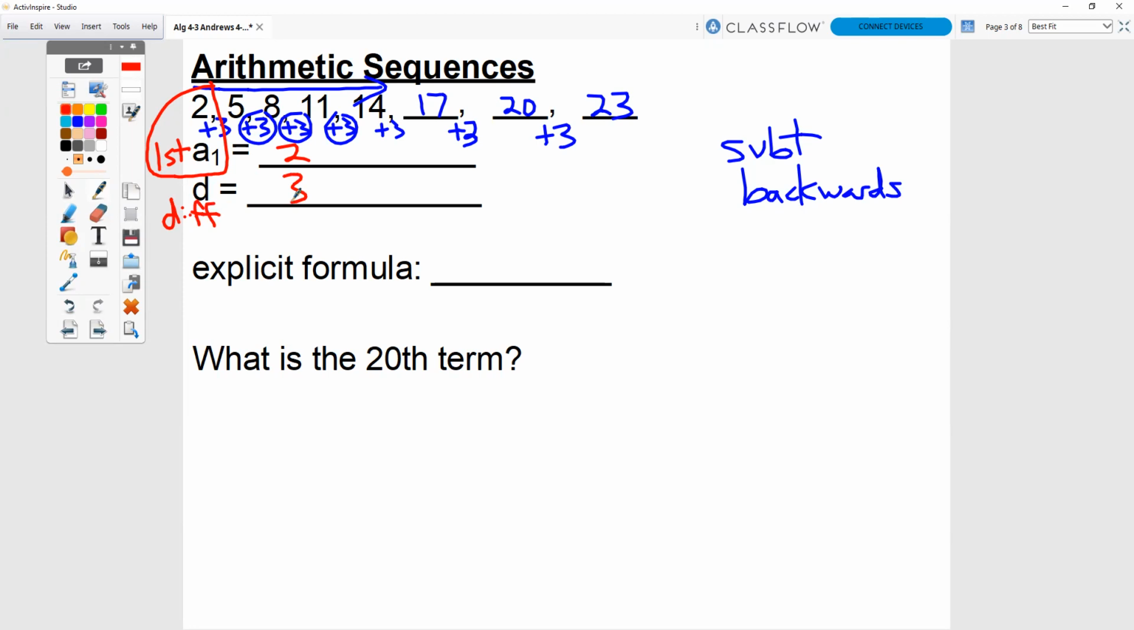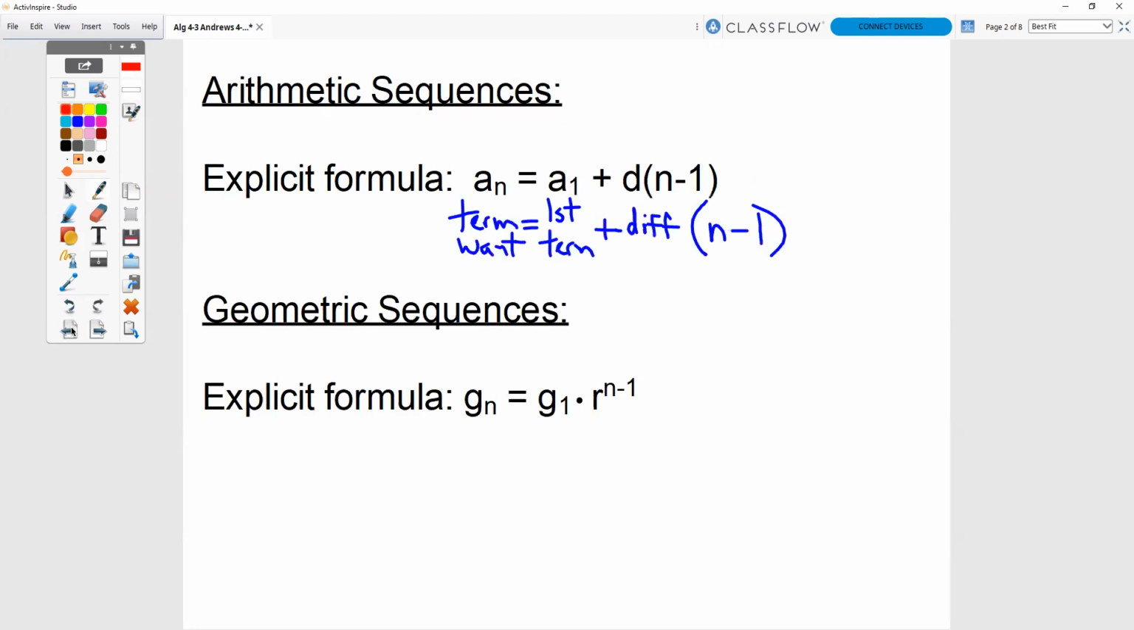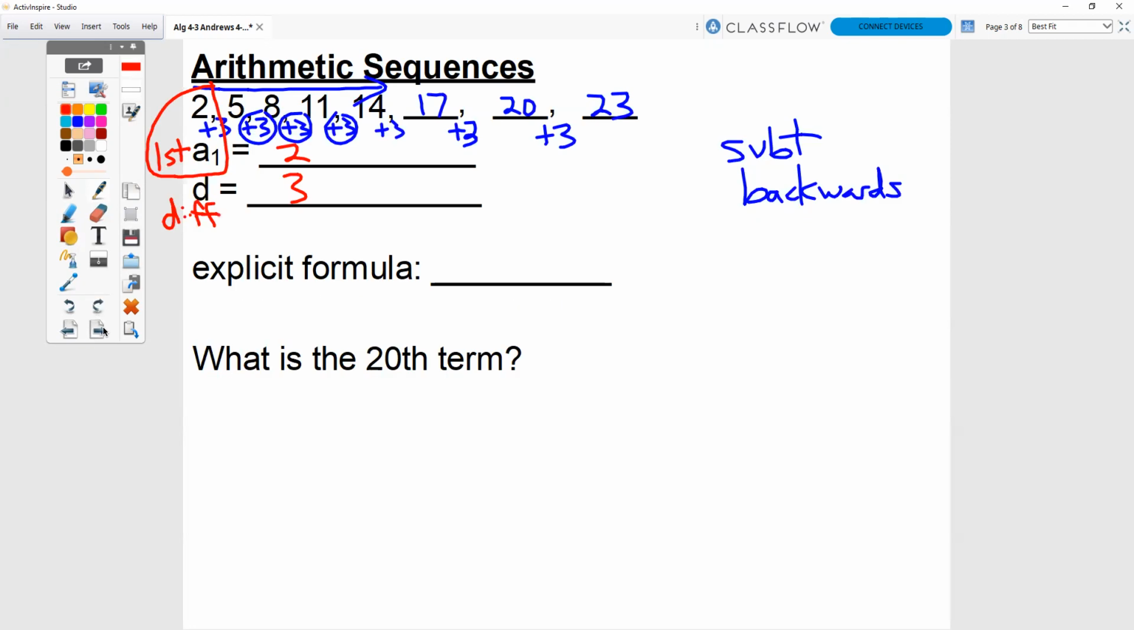So we have to write the explicit formula. This is a common thing that they're going to have you do, and I'll have you do it on your quiz and on your test as well. Let's just recopy the formula from the previous page for a second and talk about it. A sub n, the term that you want, equals the first term, a sub 1, plus the common difference, d, times n minus 1. When they want you to write the explicit formula, they want you to fill in your a sub 1 and your d.